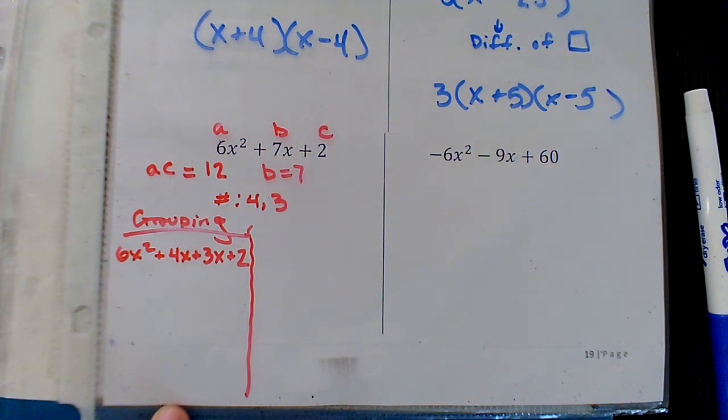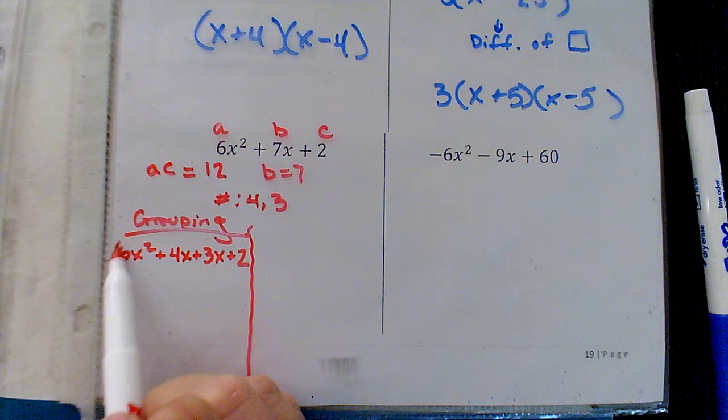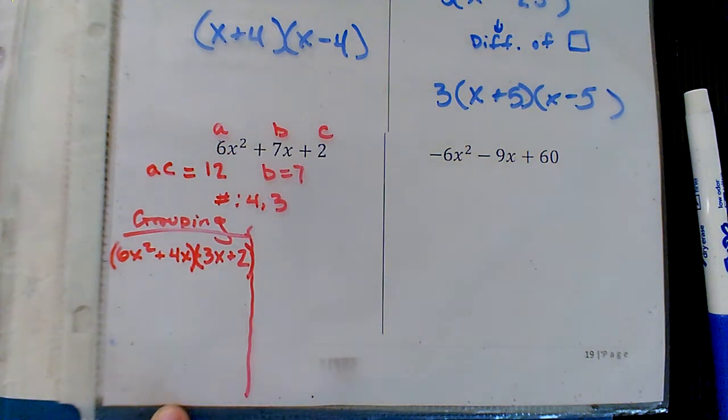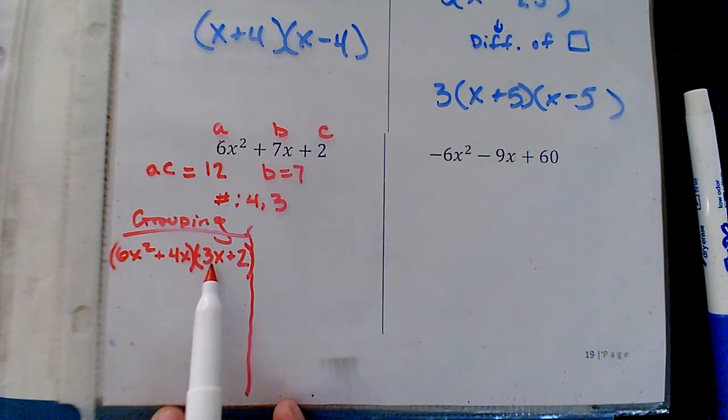What can we do next? The next step is kind of why it's called grouping. How can we group them? Yeah, Eli? Isn't it parentheses? Yep. We're going to group the first two and group the second two. Now, when we replaced in the 4x and the 3x, the order doesn't matter. We could have written 3x and then 4x. Okay, the order doesn't matter.